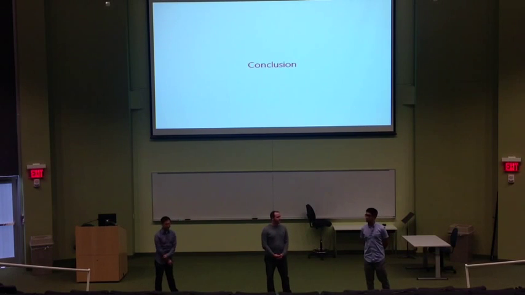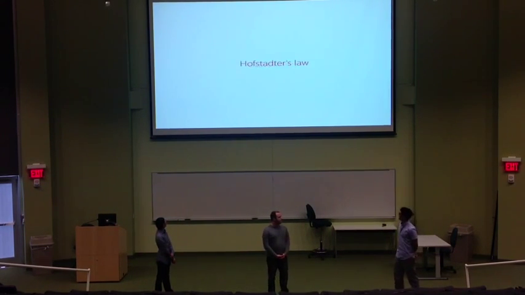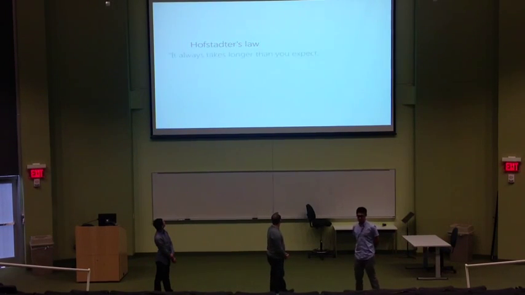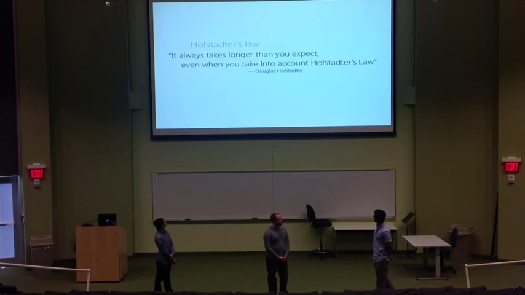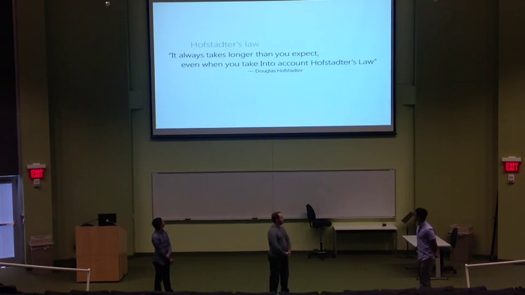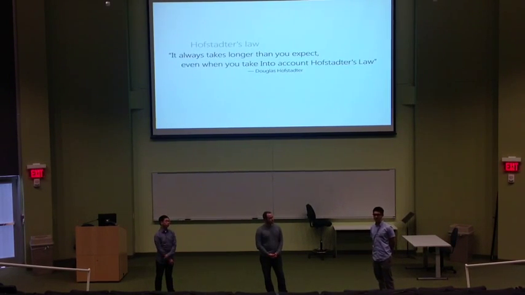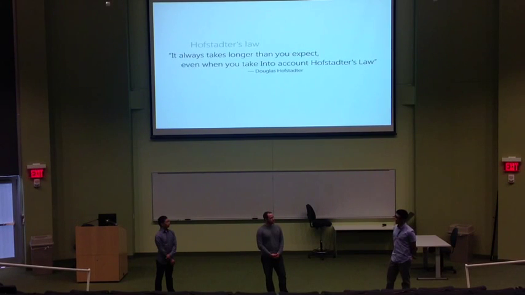So in conclusion, Hofstadter's Law, in regards to estimating time: it always takes longer than you expect, even when you take into account Hofstadter's Law. And really, there's no actual way to prevent this. Sometimes things happen and the time estimate that you have, even with the known complexity, just doesn't work out that way.